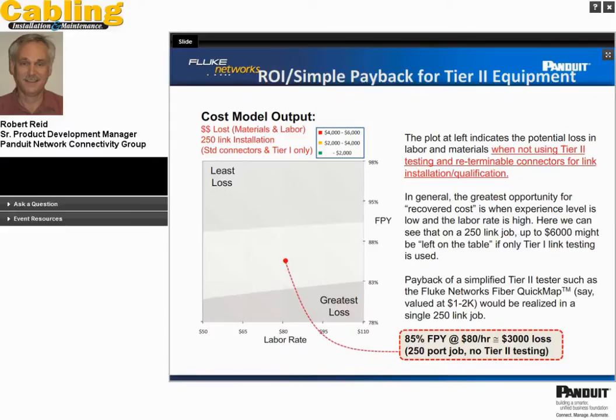Now, if I look at that $3,000 and I look at something, let's say like the Fluke Quick Map, I could probably easily buy a couple of those for that money that I'm leaving on the table.